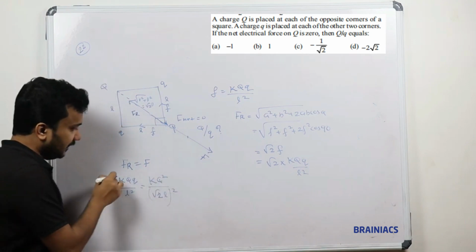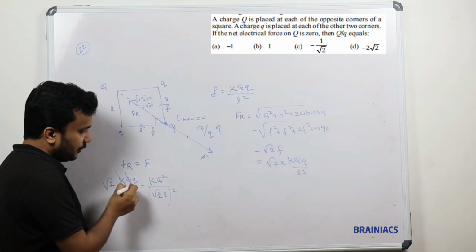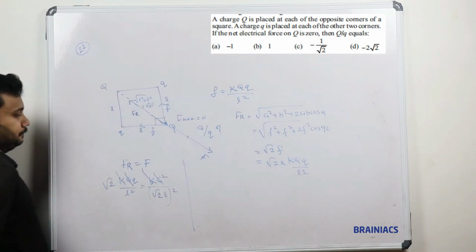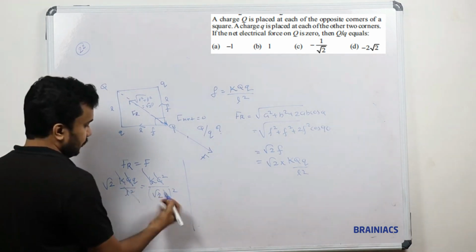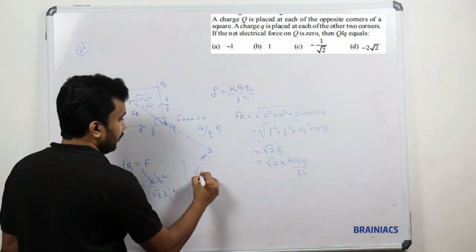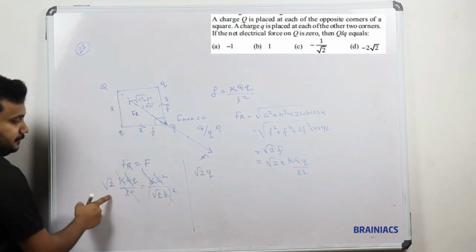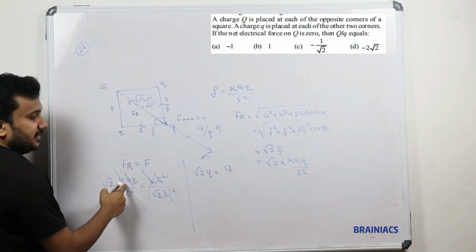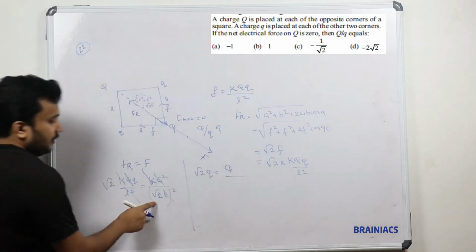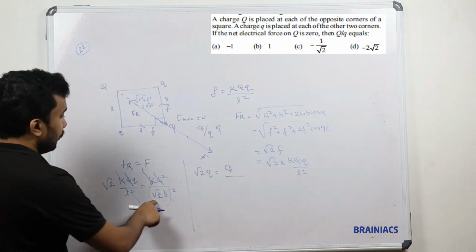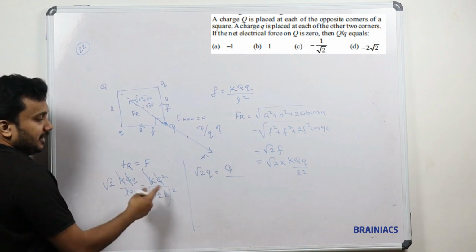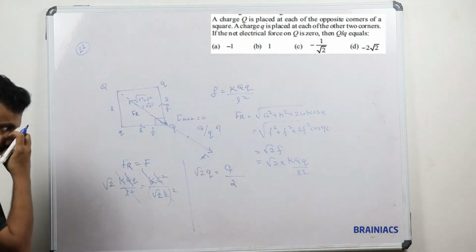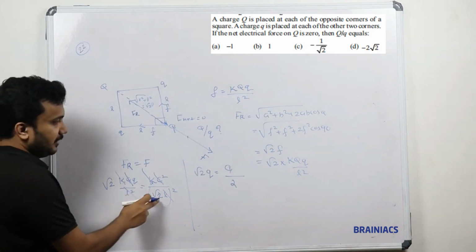So K cancels, capital Q cancels. So we are simplifying further. L square cancels. Root 2 into Q will be there on the left side. And on the right side, what is there? Capital Q will be here, because one Q gets cancelled, divided by root 2 L square. L square is cancelled. Root 2 square means 2 will be there, right? 2 will be here.